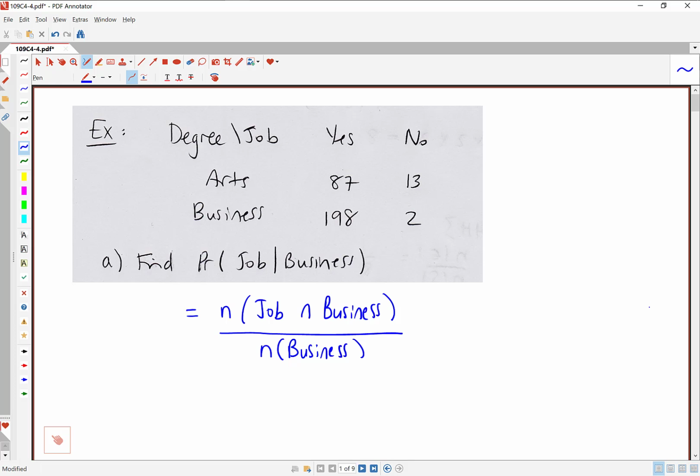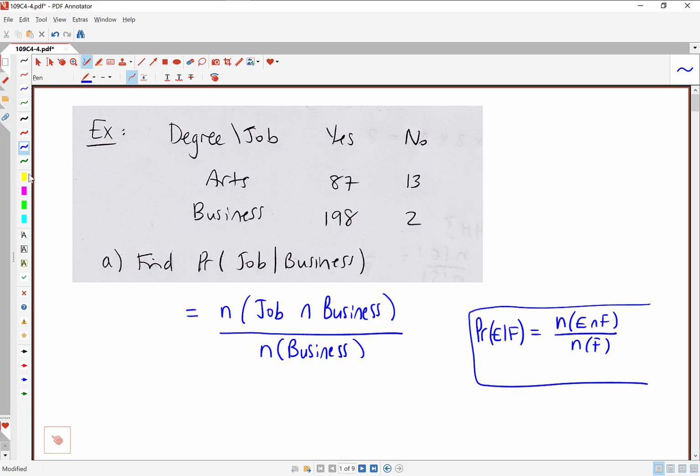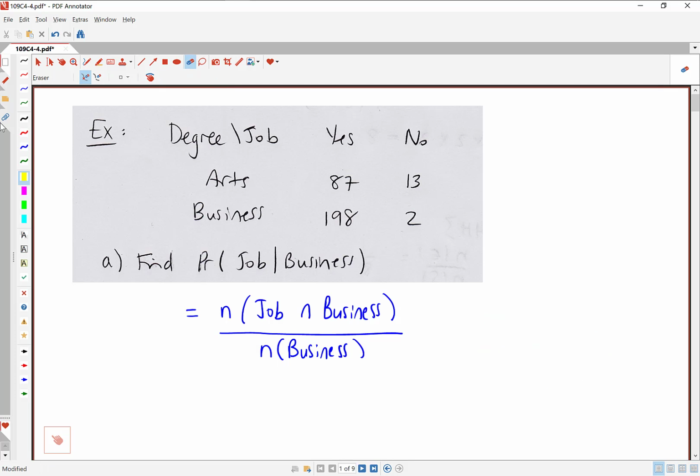So I think I'll write the formula just beside this so that we can compare. So in general, if you're trying to find the probability of E given F, you're talking number of elements in E intersect F divided by number of elements in F. So you're dividing by number of elements in the second set. That's why we're dividing by number of business students here. So let's use the data in the table to figure this out.